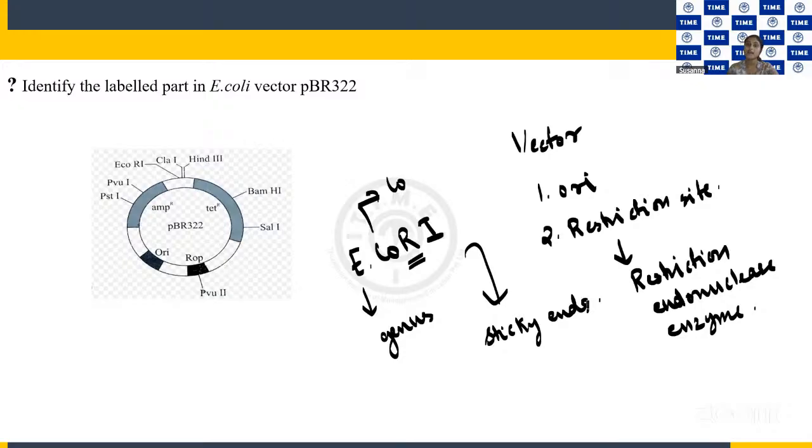We have another restriction enzyme, BamH1. They also produce what? They produce blunt ends. I'm just randomly giving some examples just to have an idea. That's all.